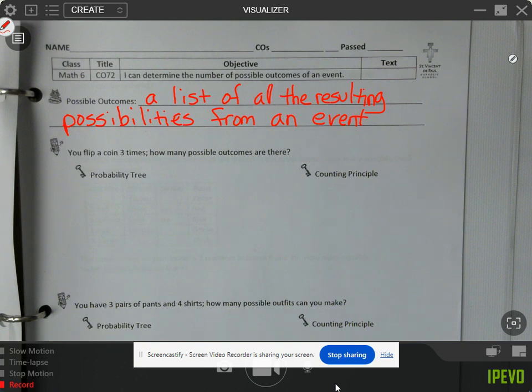It's really easy when we look at one event, but we're going to look at multiple events that are happening. How many possible outcomes would there be? It's easy to look at that dice and say there's 6 sides, 6 possible outcomes. My coin, I flip it, 2 sides, 2 possible outcomes.